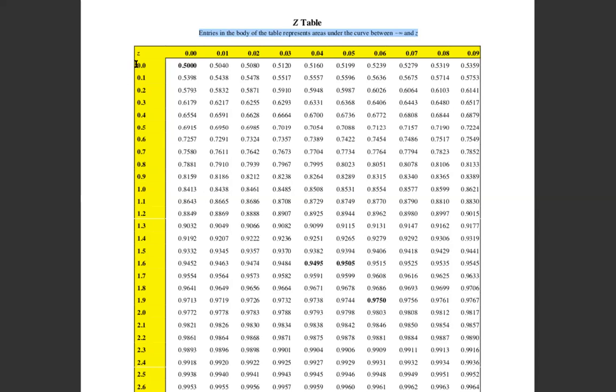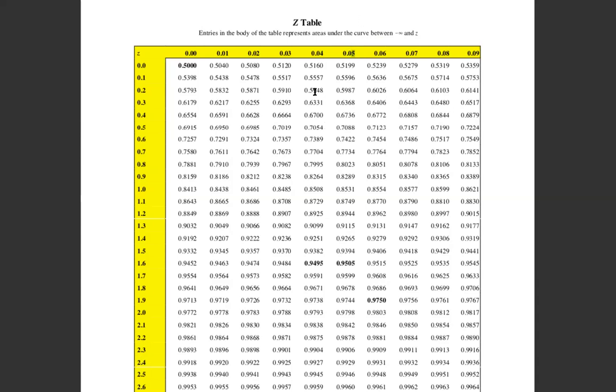Okay, so the row headings here represent the first two numbers of your Z-score. And then the column headings here represent the second decimal place. So again, in the column headings, you're interested in the last numbers: 1, 2, 3, 4, 5, etc. So if I had a Z-score of, let's say, 2.45, that means my first two numbers are 2.4. So I'm interested in this row, 2.4. And then the second decimal place is 5, and here is the second decimal place, 5.